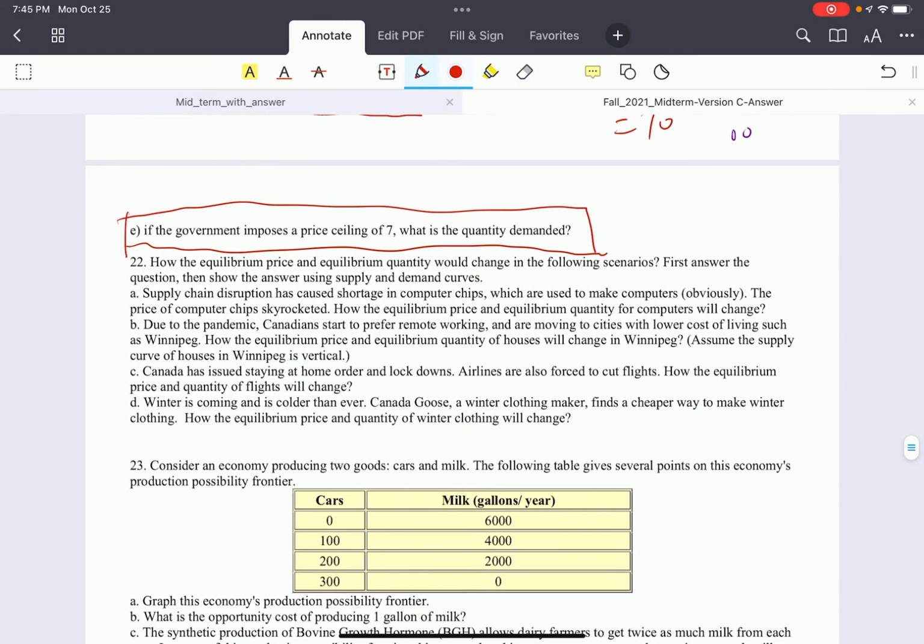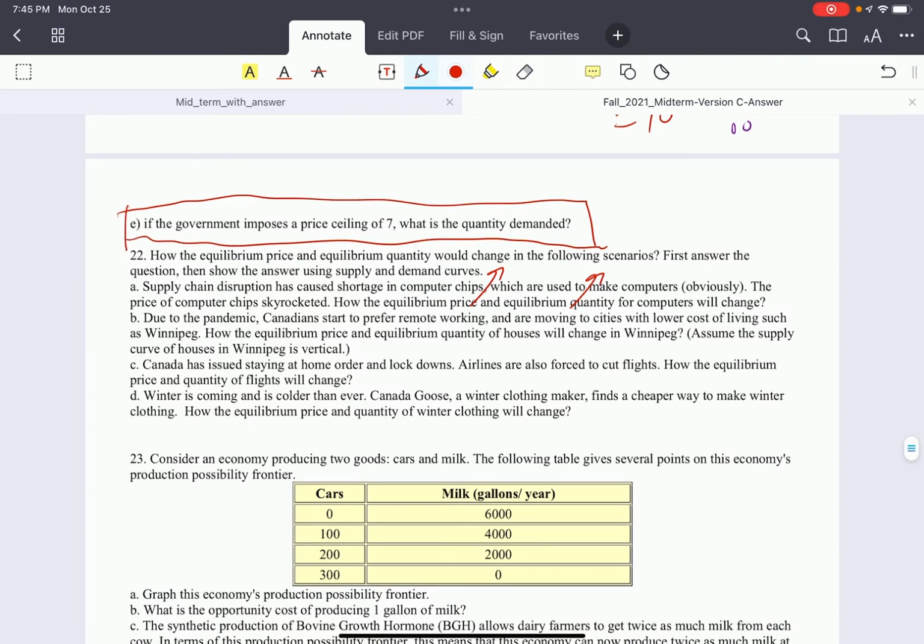A says, suppose there is a supply chain disruption, then the computer chips used to make computers become more expensive. And what is the change in the equilibrium price and equilibrium quantity? So here you can see that input price increases, which means supply will decrease. And we know that if supply decreases, equilibrium price will increase and equilibrium quantity will decrease.